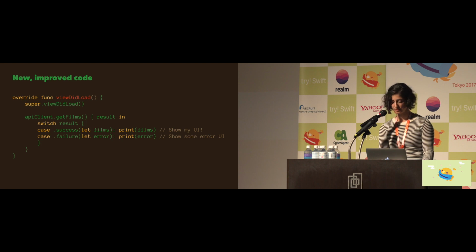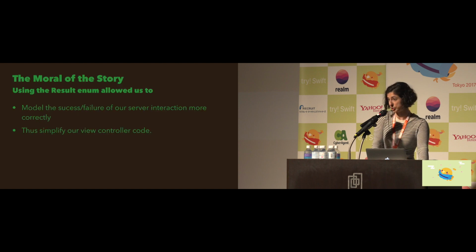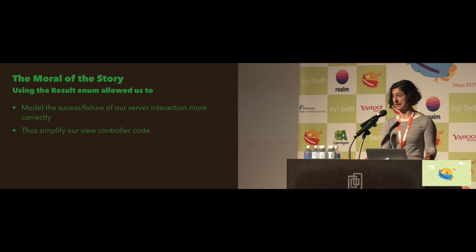That's it. So what's the moral of our story? Using the result enum allowed us to model success and failure from our server interaction more correctly. And this allowed us to simplify our view controller code. That sounds like a huge win to me.